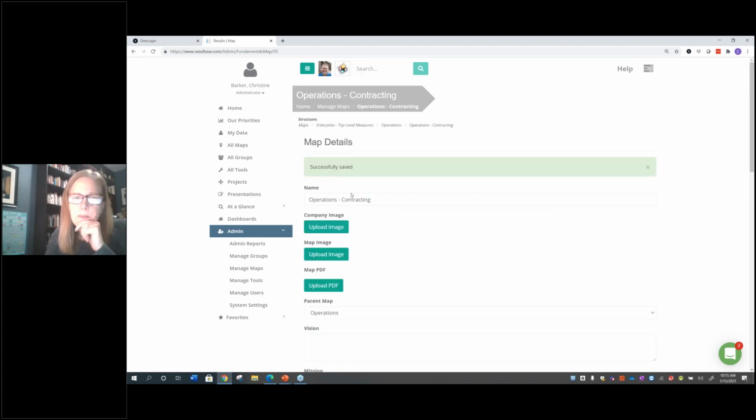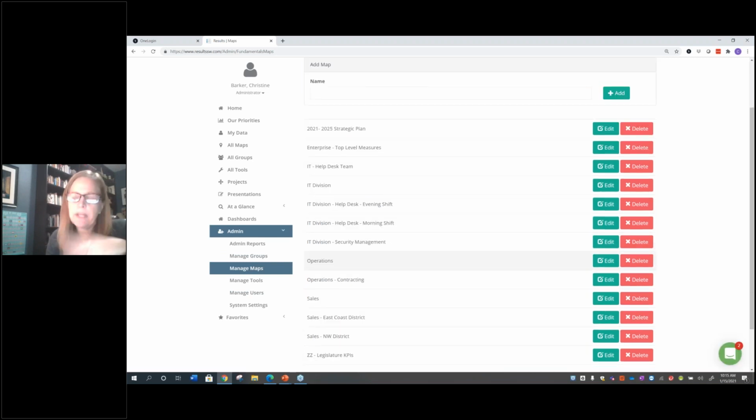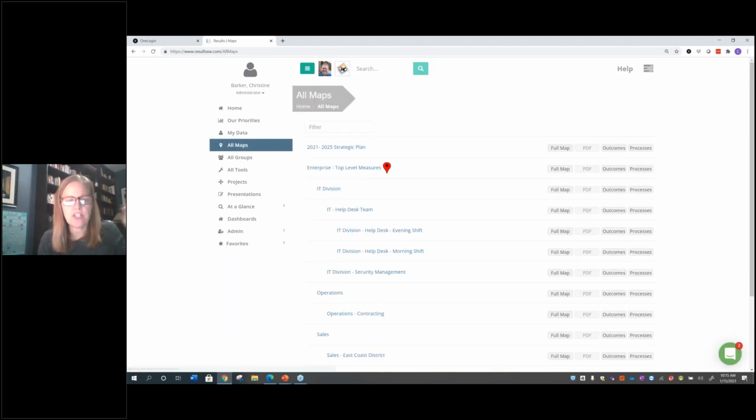Now let's go back to my manage maps. I just see it in the list, right? That parent-child relationship is not reflected until I get to all maps. So I'm going to go into the view mode of what I've just built. And now I can see that relationship, that the contracting team is really part of operations. That helps me, as a user or a person in the organization, understand where the contracting team fits within the organization.